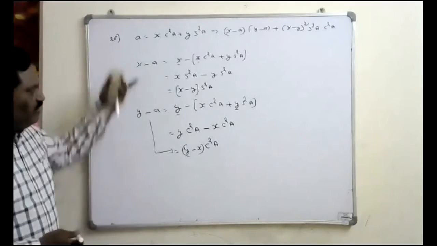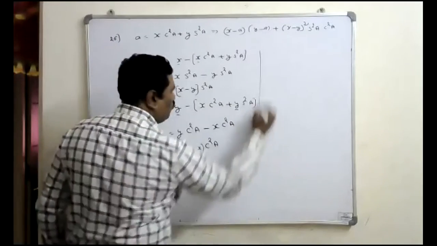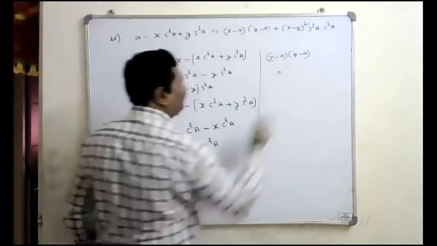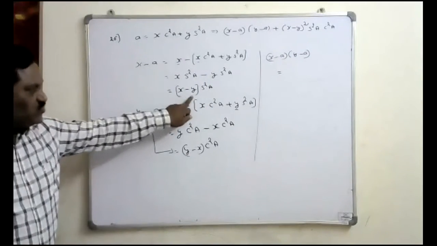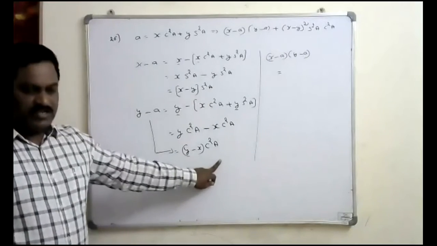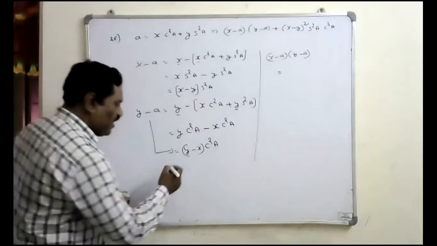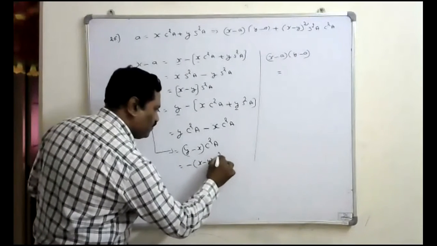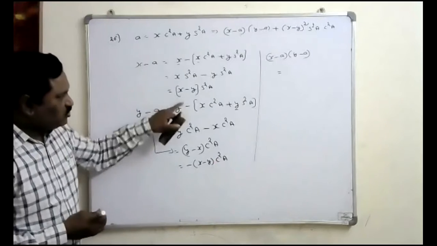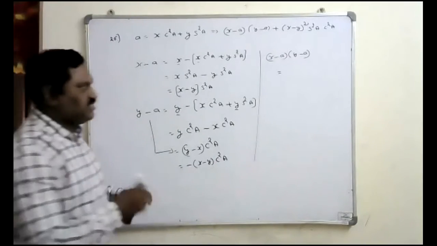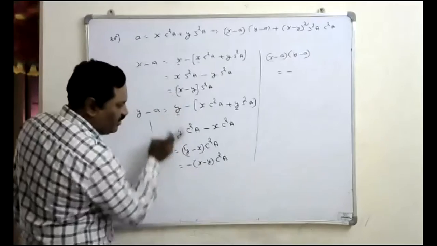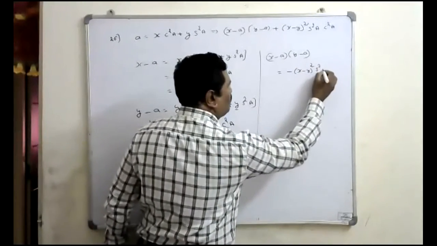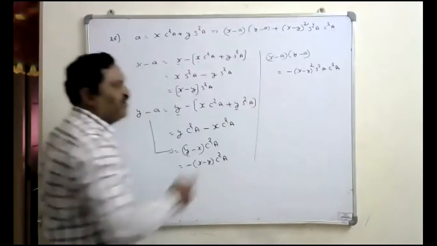Now we will multiply these two, x minus a into y minus a. Multiplying both, we get x minus y into sin square a and y minus x into cos square a. From y minus x, take the minus common, then you get x minus y cos square a. Now if we multiply these two, plus into minus gives the minus sign. X minus y into x minus y, that is x minus y whole square into sin square a cos square a. This is the product we got.